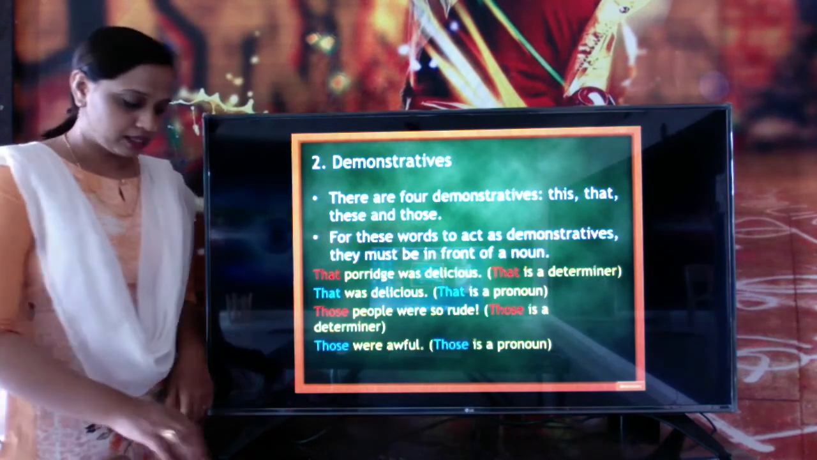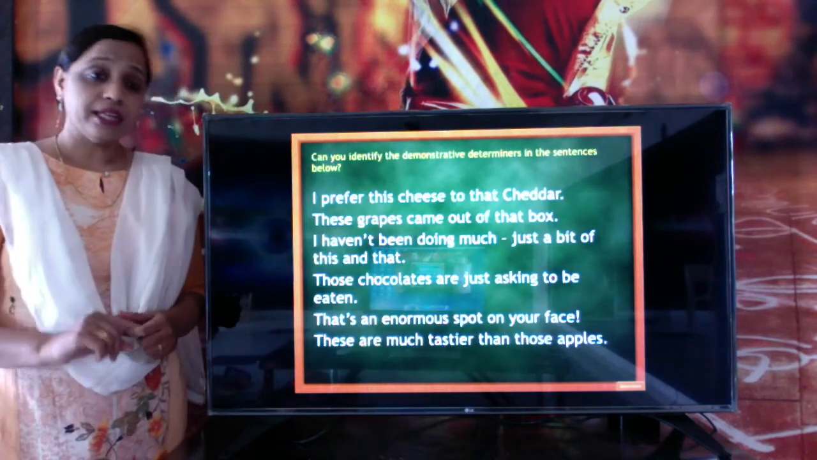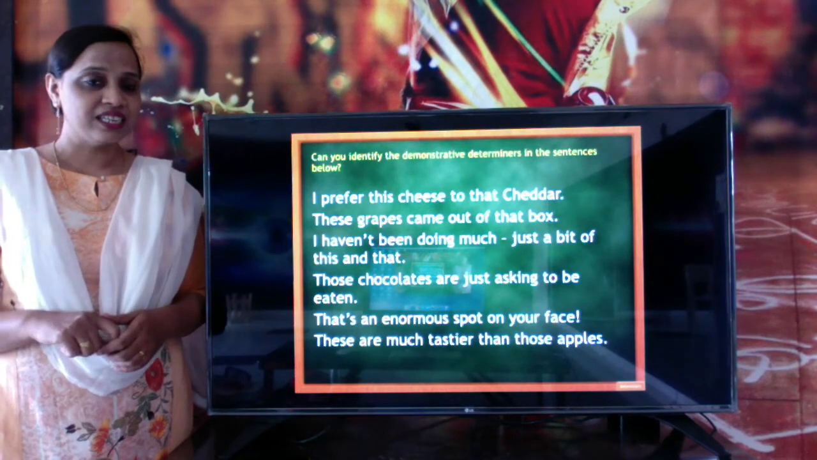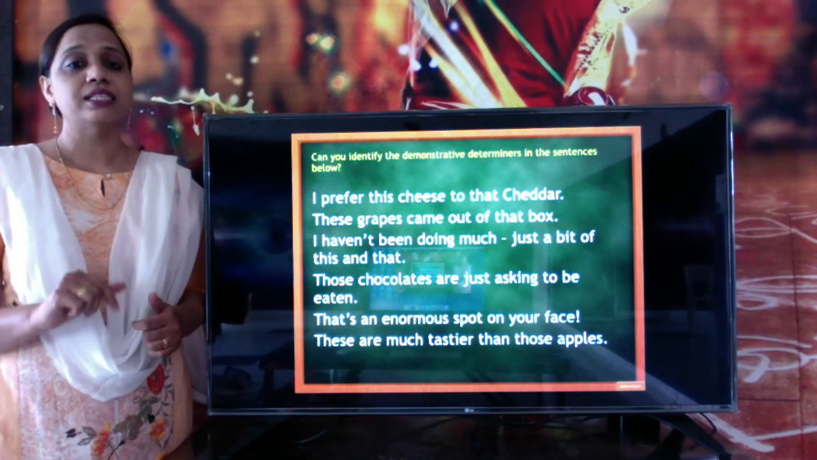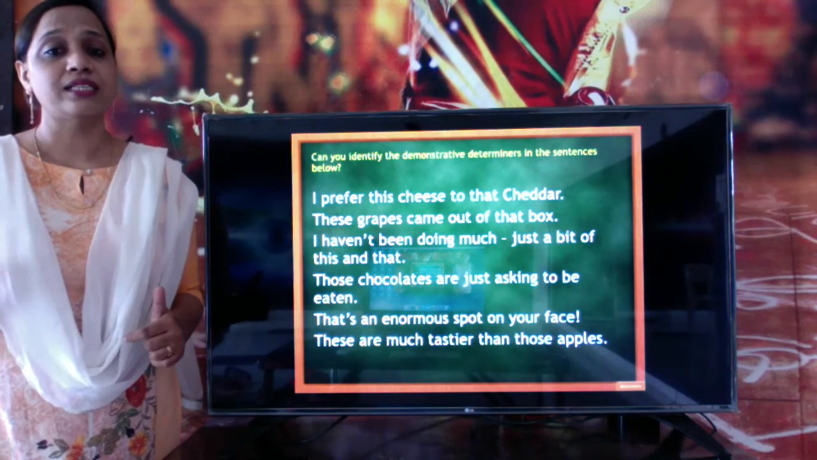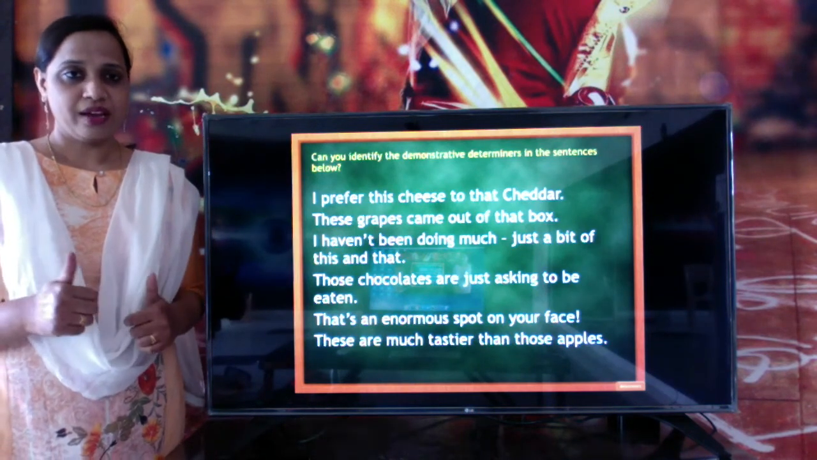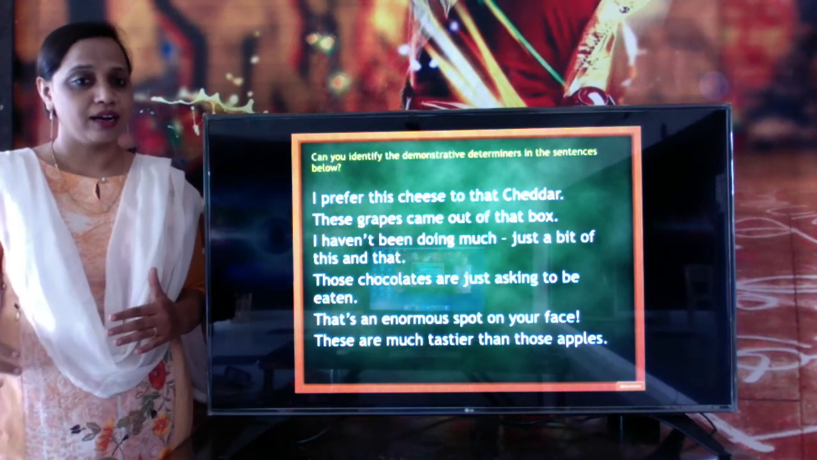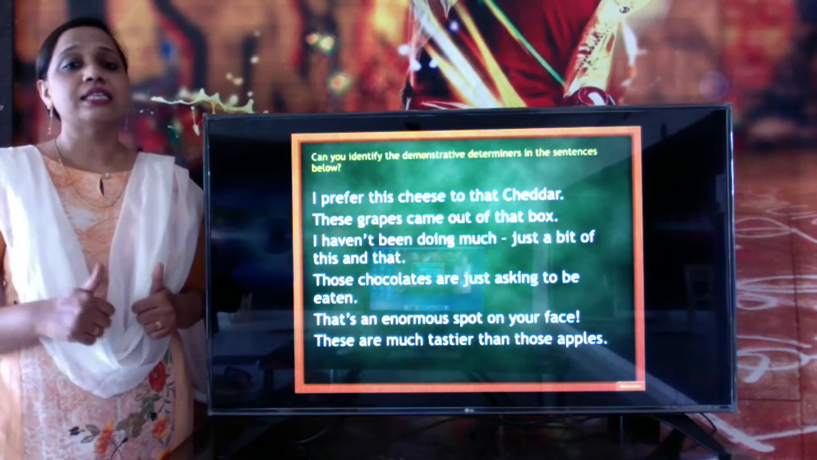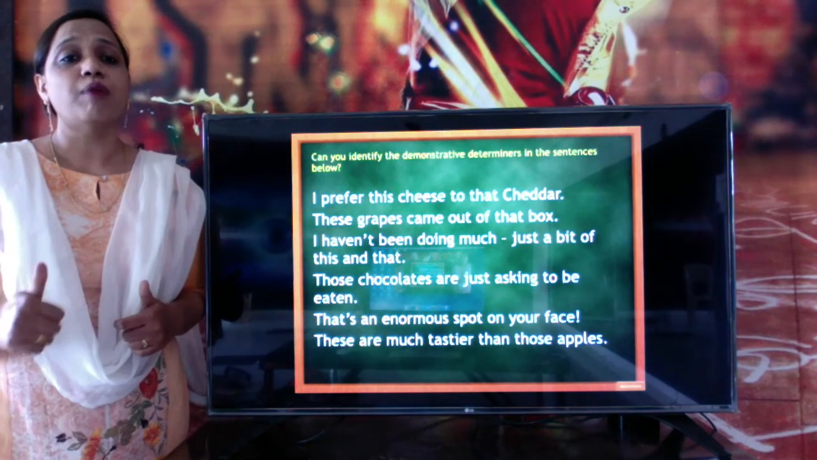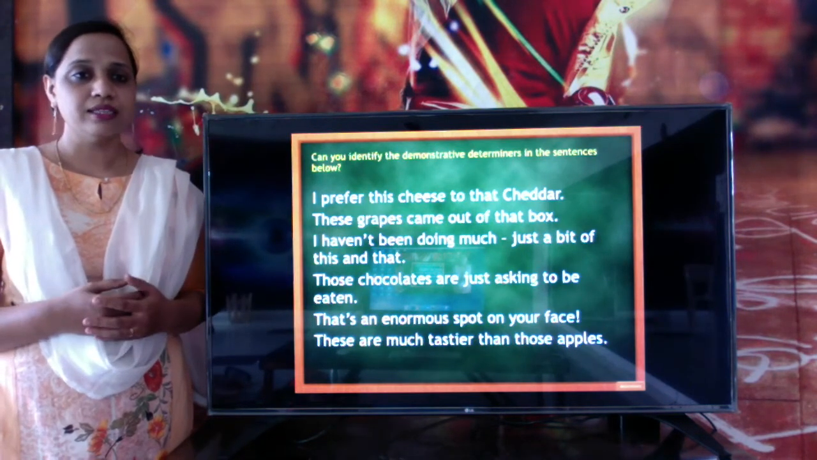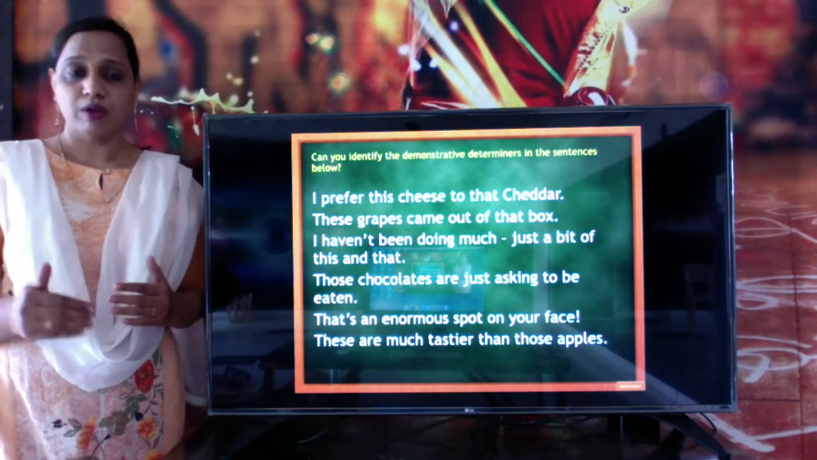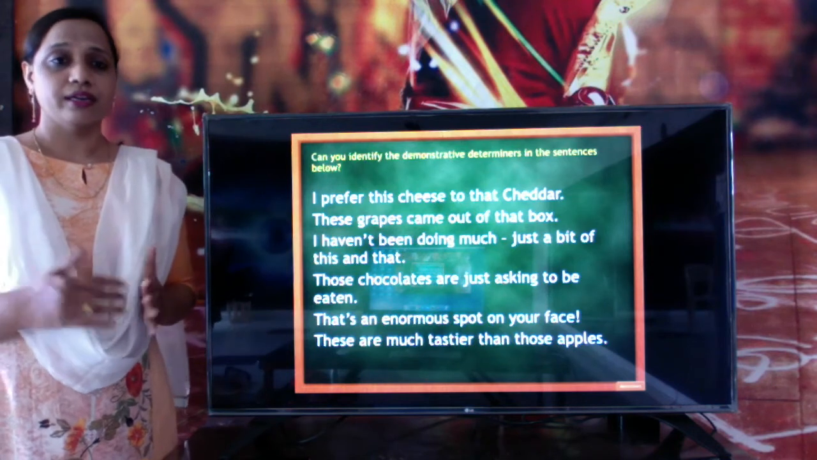Clear? Next. Can you identify the demonstrative determiners in the sentence? Okay, I prefer this cheese to that cheddar. Okay, what are the determiners in this? This cheese and that cheddar. Okay, next, these grapes came out of that box. What are the determiners? These grapes and that box, because after those demonstratives there are nouns, so they are determiners.